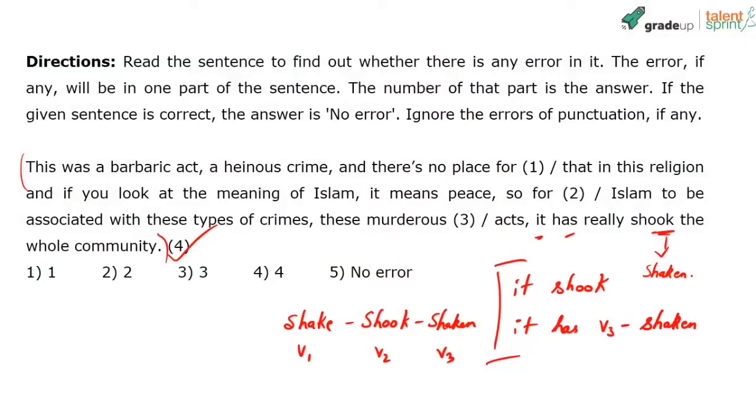In fact, this was a barbaric act, a heinous crime. So barbaric and heinous are just adjectives describing act and crime, and there's no place for that in fact a collocation, right? We've heard people use that in various situations. There's no place for this, or there's no place for that in this religion. If you look at the beginning of Islam, it means peace. So for Islam to be associated with these types of crimes, these murderous acts, it has really shaken the whole community. Not it has really shook.